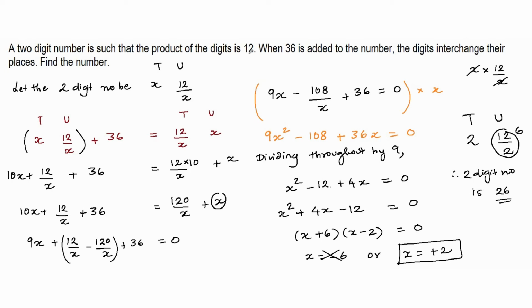The product of these two digits is 12. Very good. The first condition is satisfied. When 36 is added to this number, that is when I do 26 + 36, I get 62. The digits basically interchange their places, right? So 26 therefore satisfies all the conditions given in the question, and therefore it is the answer. Moving on to the next question.